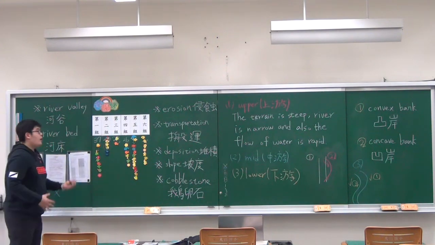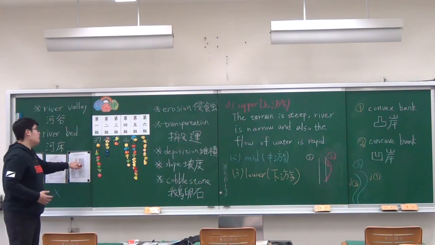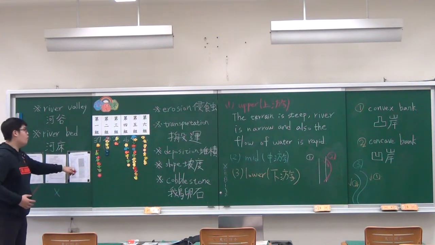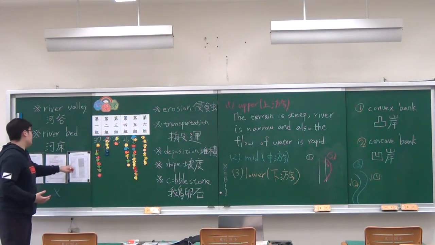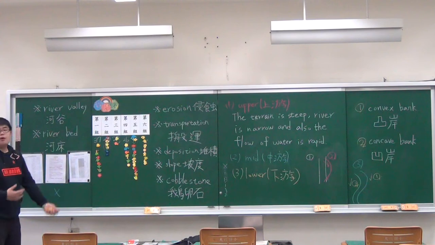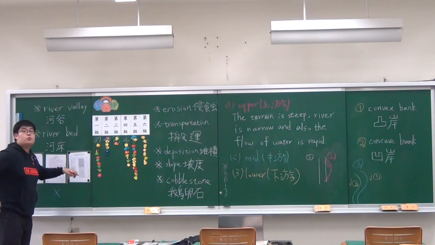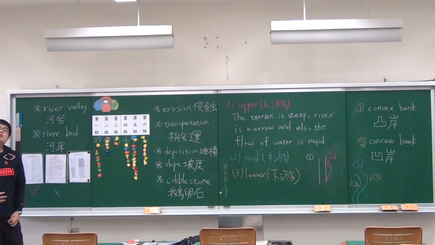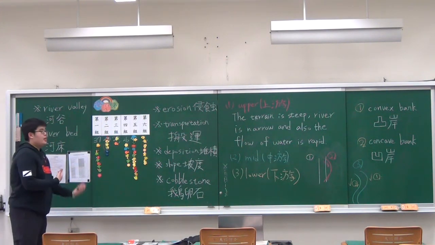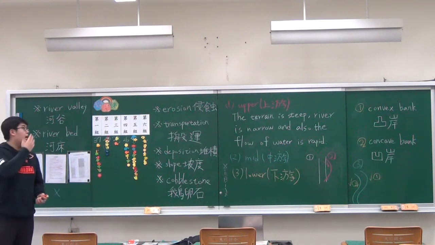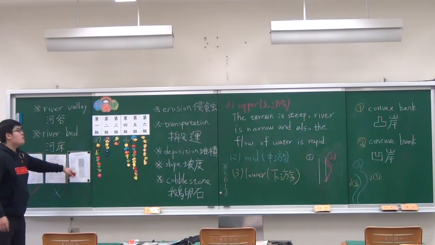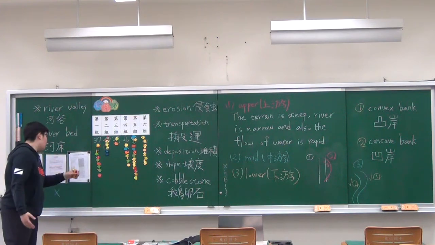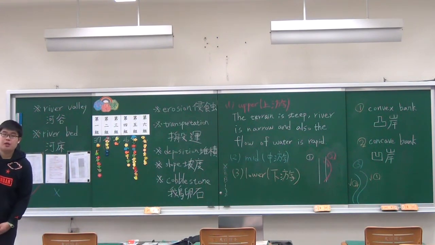Now move on to group C. The terrain of the upper river is steep, the river is narrow, and the flow of water is rapid. Next, the mid part of the river compared to the upper part, the terrain is relatively gentle, the river is relatively wide, and the flow of water is relatively gentle. Last but not least, the lower part of the river: the terrain is the most gentle, the river is widest, and the flow of water is the most gentle.